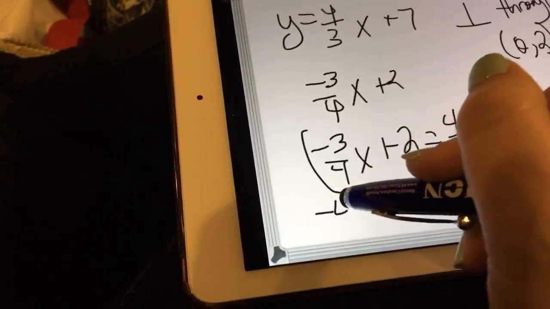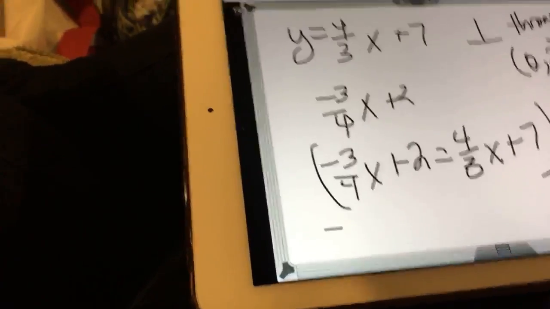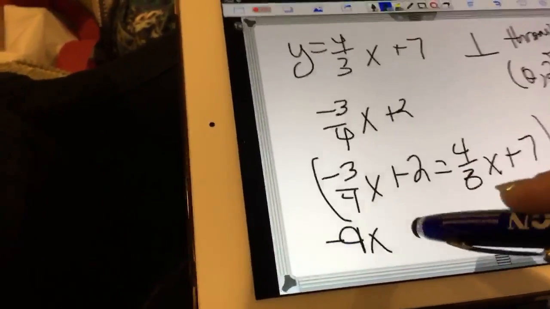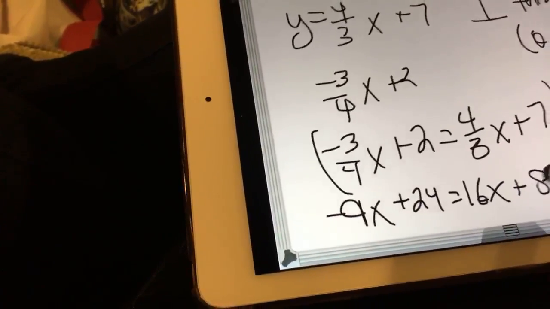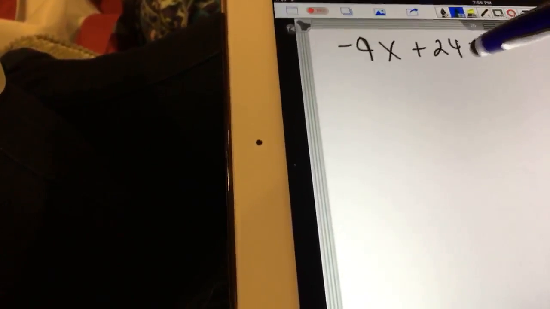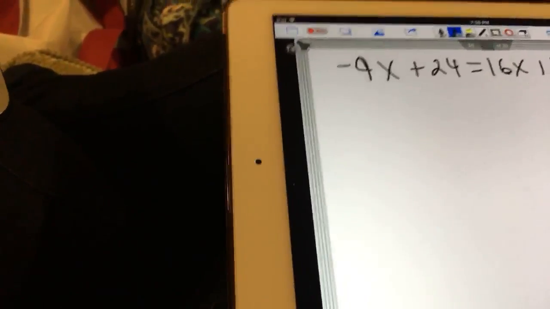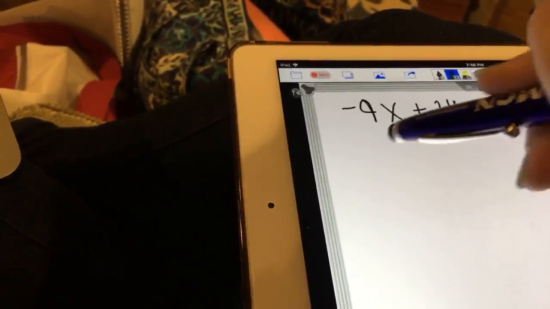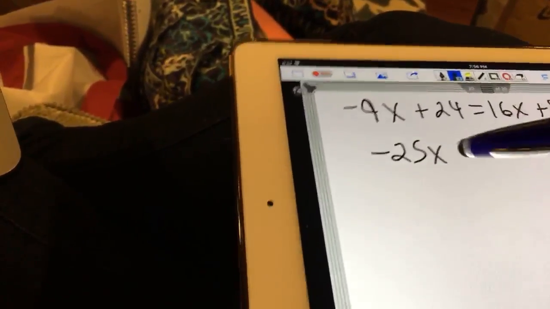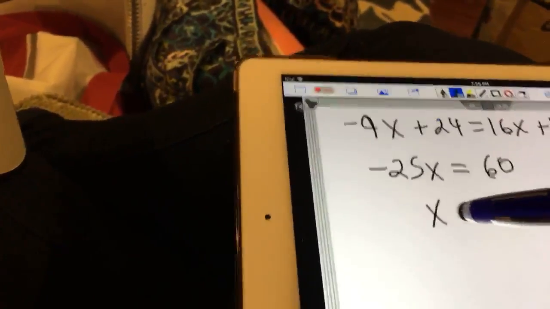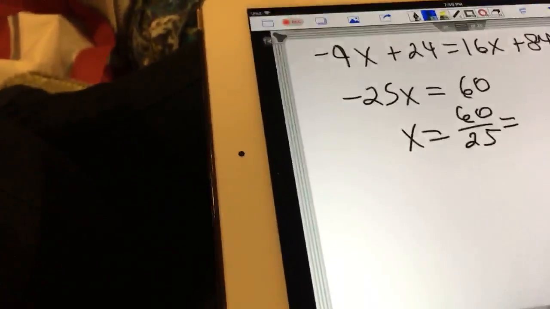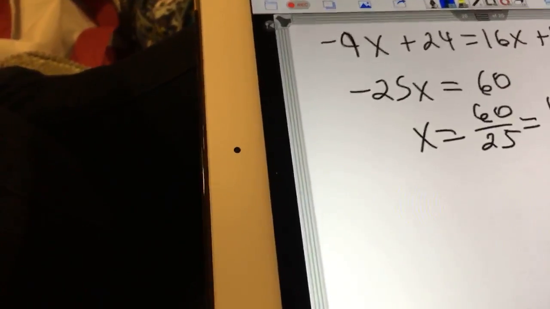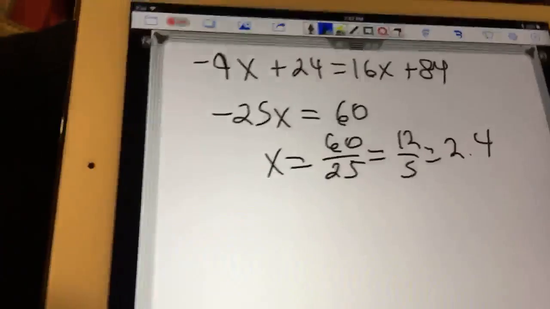I get negative... They do not tell you which is which either. That is 100% true. Negative 9x plus 24 equals 16x plus 84. Okay, so this is going to be negative 25x equals 60, x equals 60 over 25, which is 12 over 5, which is 2.4, okay?